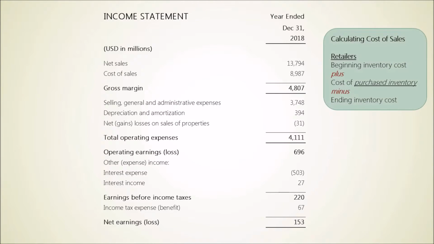it is good to know how cost of sales is calculated. A retailer, on the other hand, would use a slightly different formula, which is beginning inventory cost plus cost of purchased inventory minus ending inventory cost. You can see that the formula is pretty much the same, except where manufacturers use cost of manufactured goods, retailers use cost of purchased inventory, which makes sense because retailers do not manufacture the goods. But effectively, what you need to know is cost of sales really represents the cost of producing the product or service that you sell and excludes all other costs.